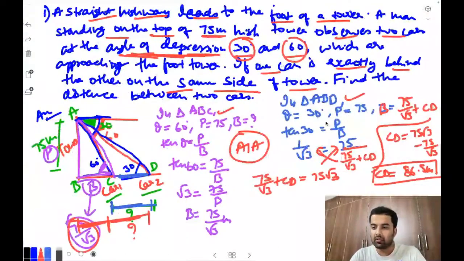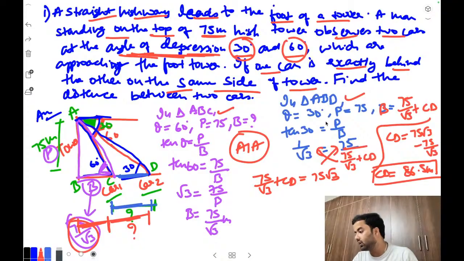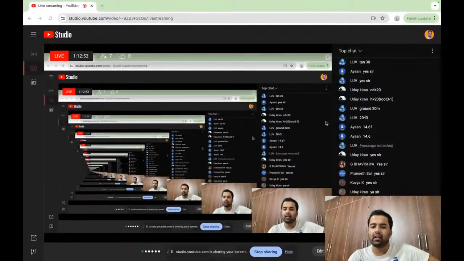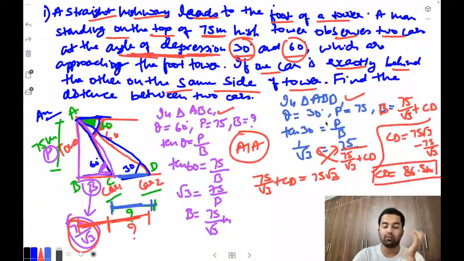86.3. I think Praneeth got the answer. 86.3 you're getting. Okay, you are having a nearby answer, but I got 86.5. Just check one more time in the calculator. 86.5 will come, but if you were getting 86.3, that is also okay, no issues. There is just a minute difference, so we can ignore it.